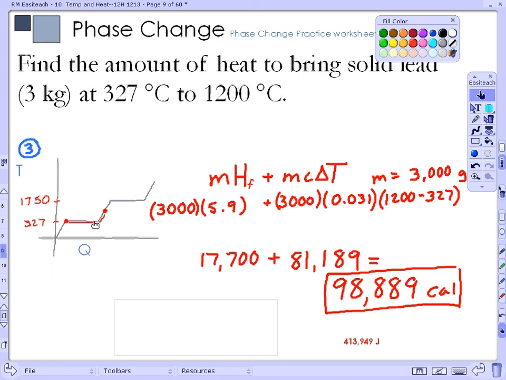It takes that much heat to just melt it, and then it takes this additional heat to raise its temperature. But think about it. How much is it raising the temperature? It's raising it from 327 to 1200, so you subtract those. Add up all the heats and you get 98,889 calories, or if you did this in joules, you should get around 413 or 414,000 joules. That'll round a little bit differently depending.